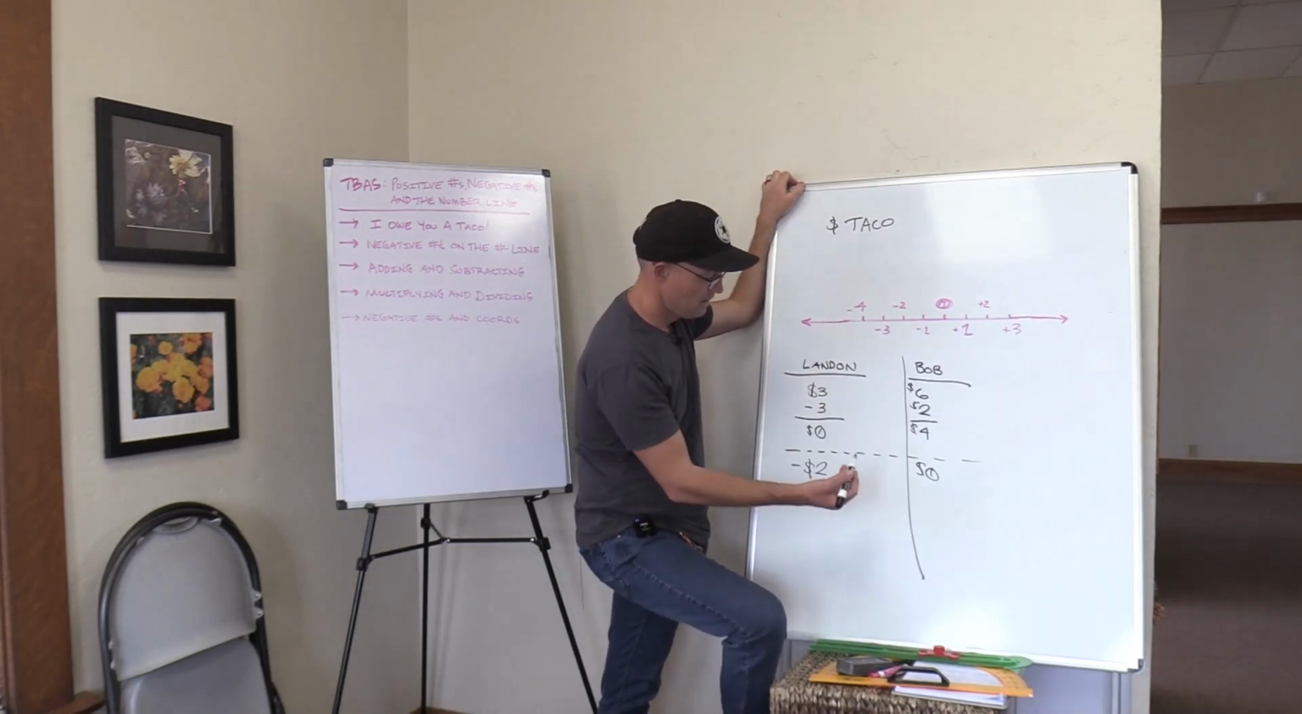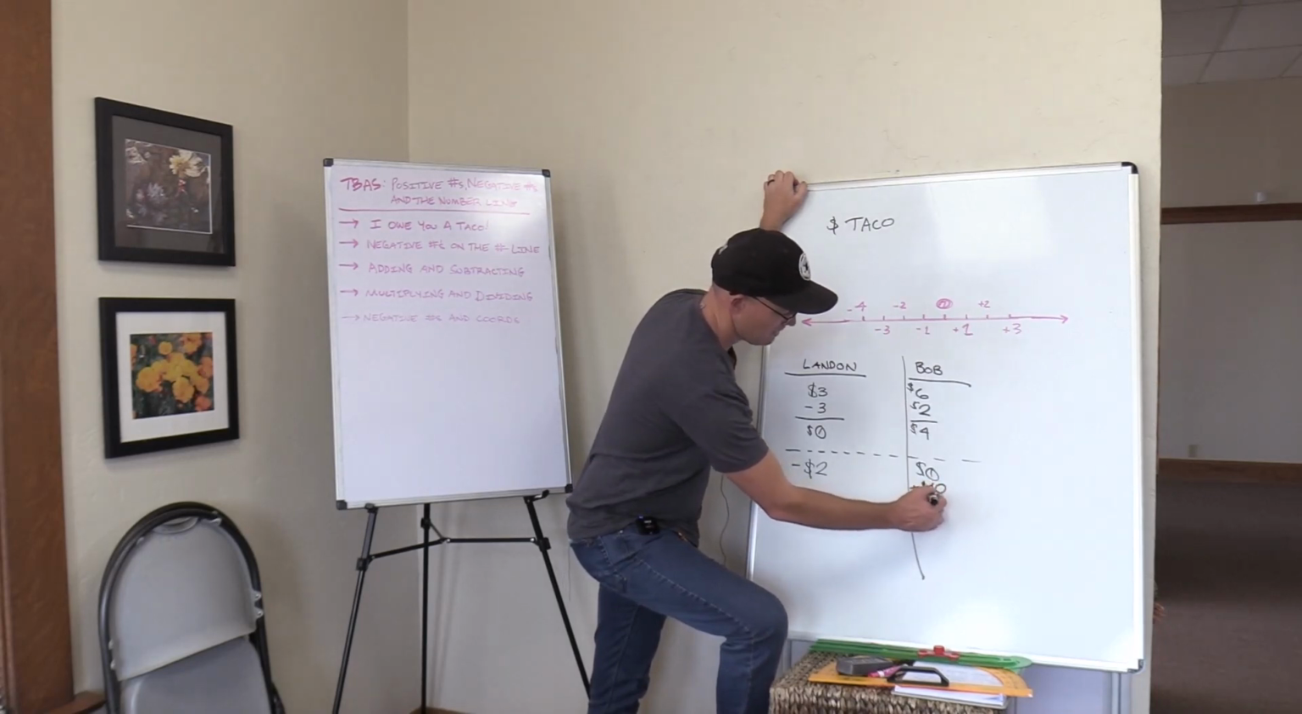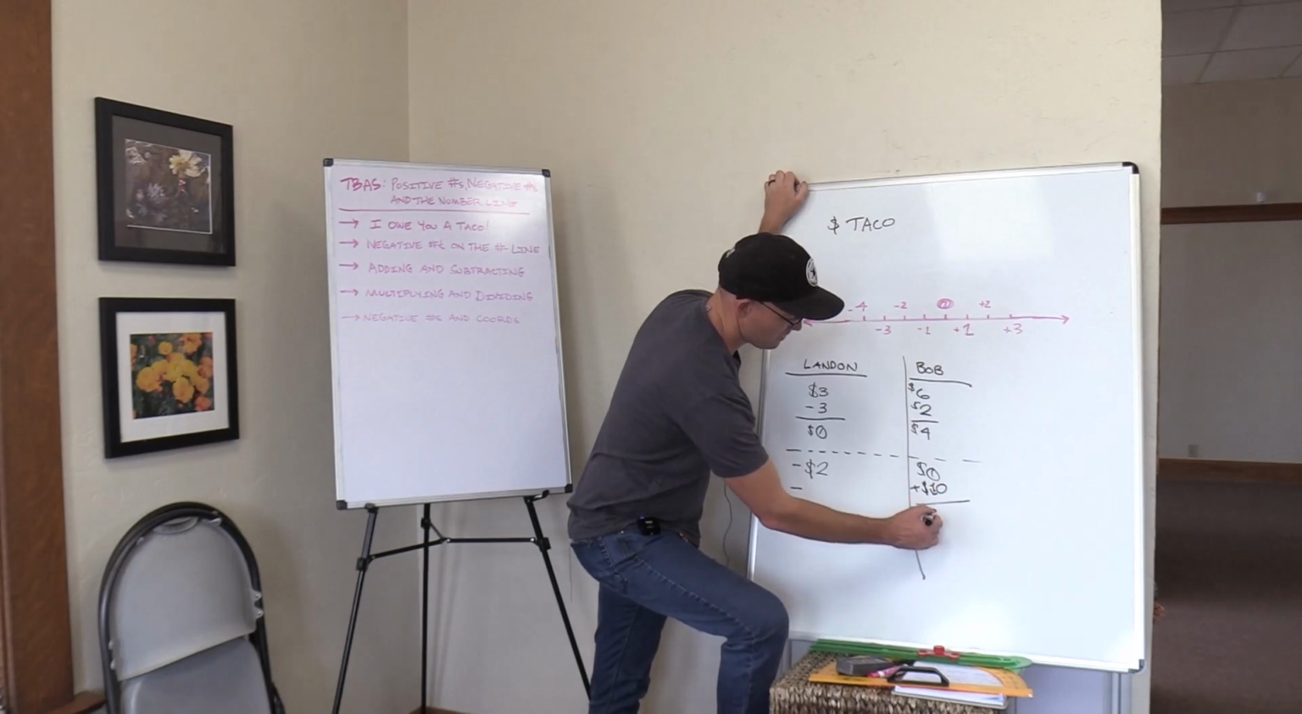Okay, so Bob gets plus 10. He got his allowance. So now Bob's at $10.